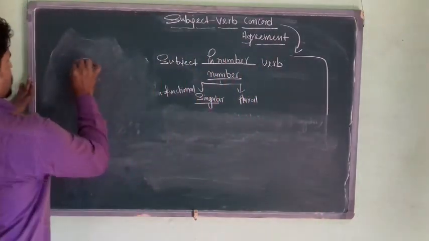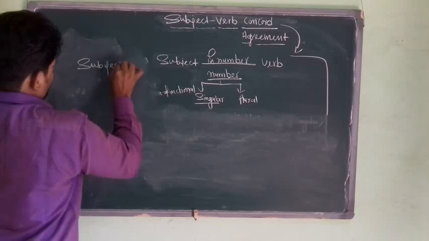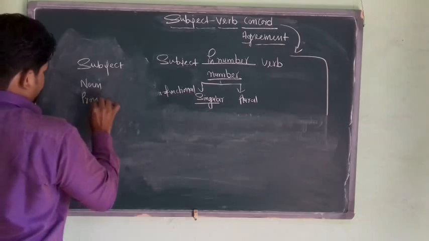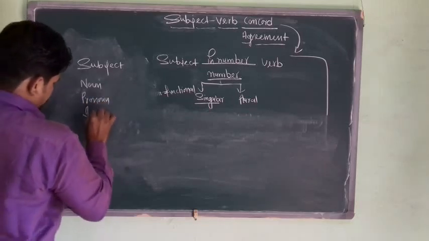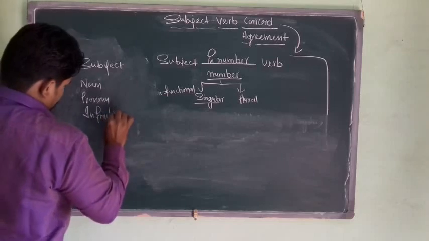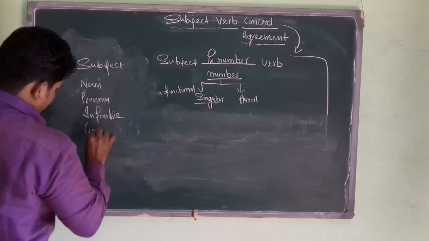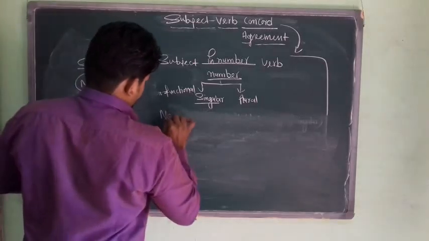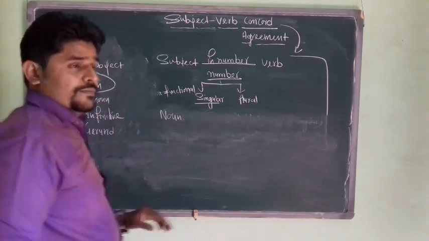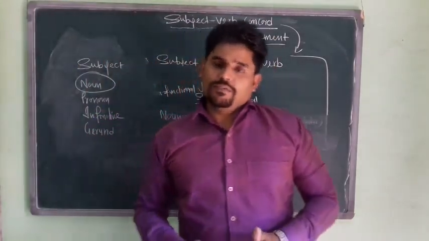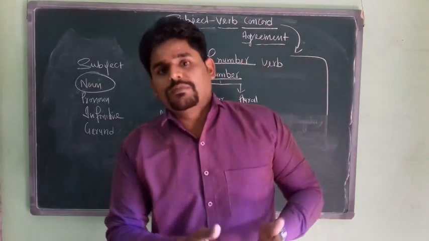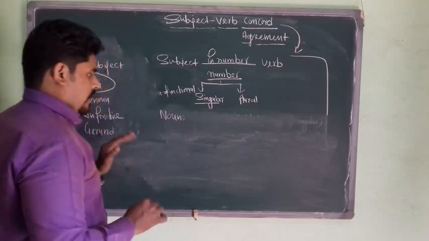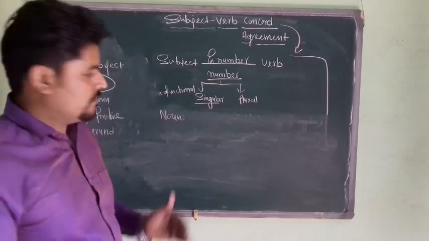So students, let us now discuss more about the subject of a sentence. Students, the subject of a sentence can either be a noun, pronoun, infinitive, or gerund. Noun. Students, in order to find the number of a subject, first of all, we should know that a subject can be a noun. When a subject is a noun, how can we find the number of a noun?